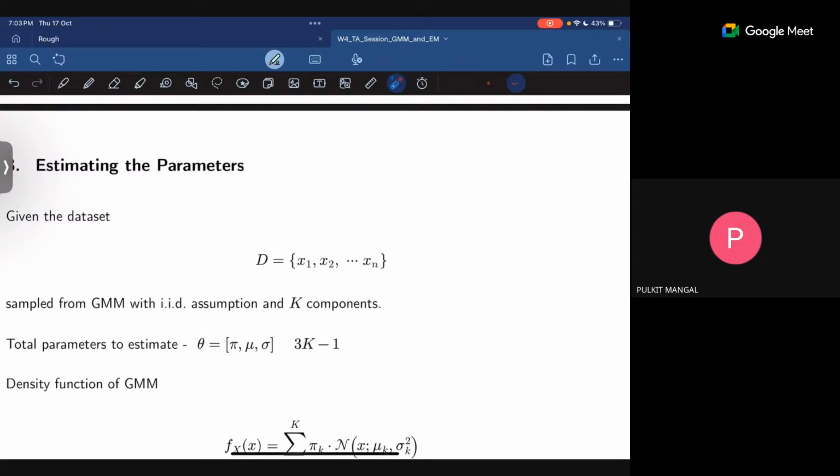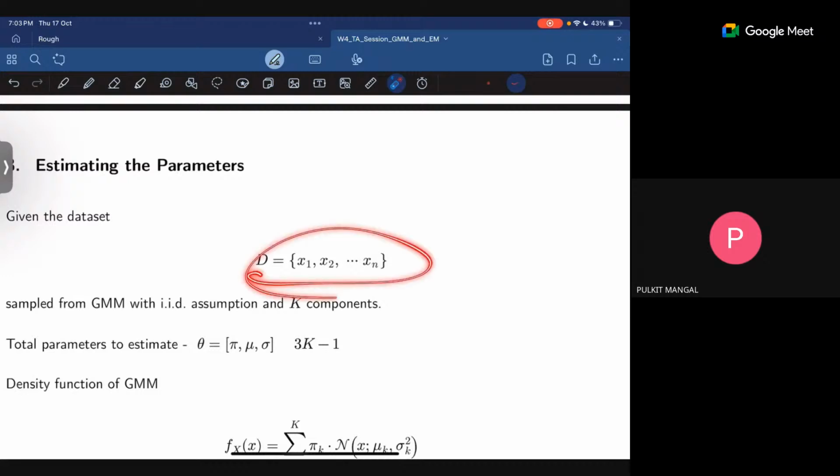Now we will move on to the next part. Till now, what we did was to understand the distribution of the Gaussian mixture model, just like we have the Bernoulli, normal and exponential distributions. Now we will move on to estimating the parameters. In our last session, we estimated the parameters for Bernoulli, normal and uniform using the MLE and the Bayesian method. Here also we will go towards estimating the parameters of the GMM.